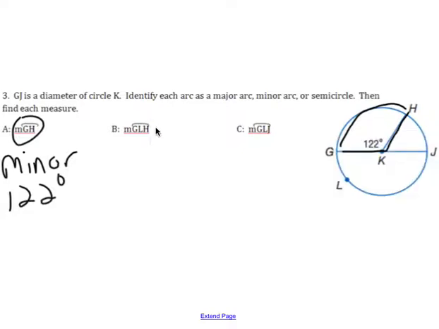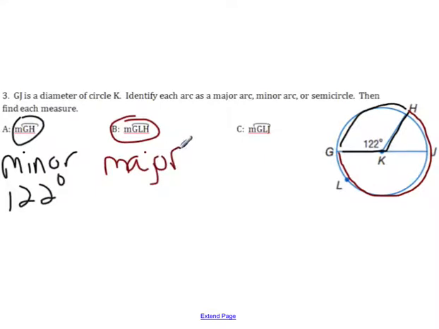Next, it wants us to find the measure of LH. So now we need to start at G and we need to go through point L. So we have to go all the way around this way. To get that, first of all, I see that it's greater than 180 degrees. So whatever the measure is, it's going to be a major arc. To get the measure, I'm just going to take 360 minus that 122 that I already know. So then we end up getting 360 minus 122, and then you end up getting 238 degrees.